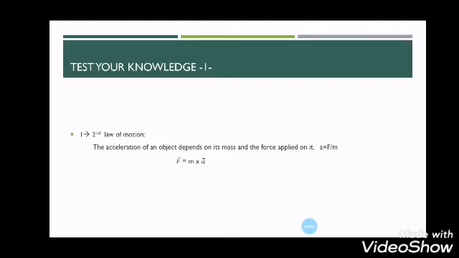The second law of motion, the acceleration of an object depends on its mass and the force applied on it. So A equals F divided by M, and the main formula, it's the same formula but another form of it. F equals M times A. We have F and A as vectors because we also have direction included. So the object will accelerate in the direction of the force applied or the net force on it.